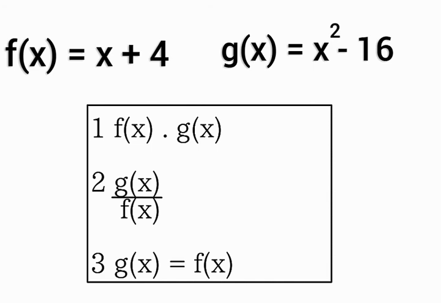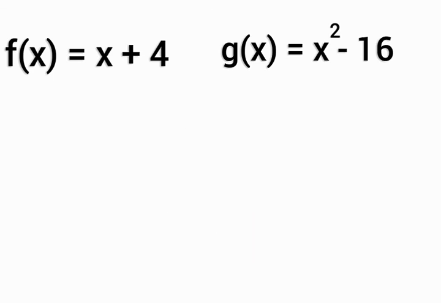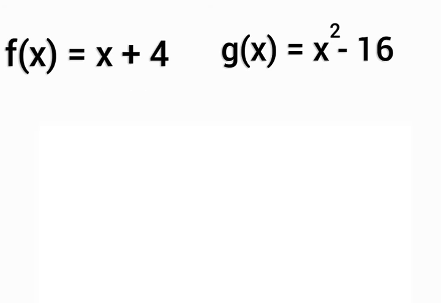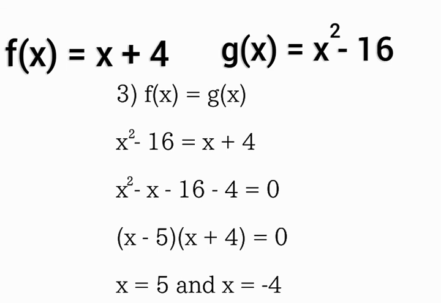For number 1, we just need to expand to arrive at the answer. For number 2, we use difference of two squares to factorize the numerator so that we can divide fully. For number 3, we equate the two graphs. Then we factorize using the factors of 20, and we arrive at the x values where the two graphs are equal.